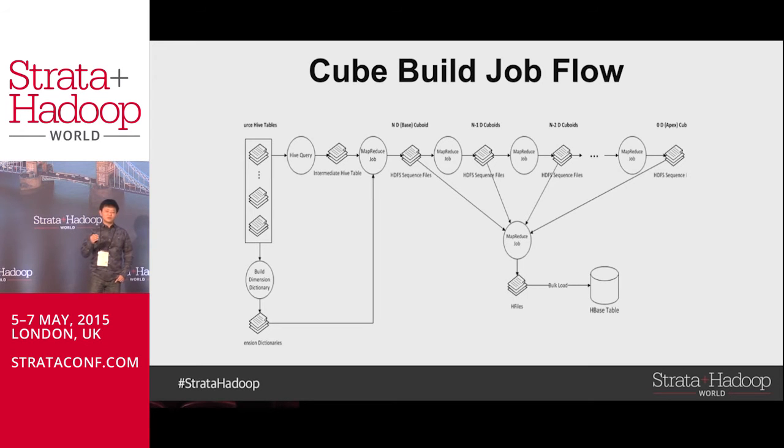It will roughly be linear with the number of dimensions you have. So if you have five dimensions, it will take roughly five rounds of MapReduce. With every round, it will aggregate away one dimension. So the first MapReduce will produce what we call a base cuboid, a cuboid that contains all the dimensions. And the next round will calculate the 4D, four-dimension cuboids, and so on. Every step's result will be in HDFS. And in the end, that gets bulk loaded into HBase and becomes an HBase table. So that is the cube building.